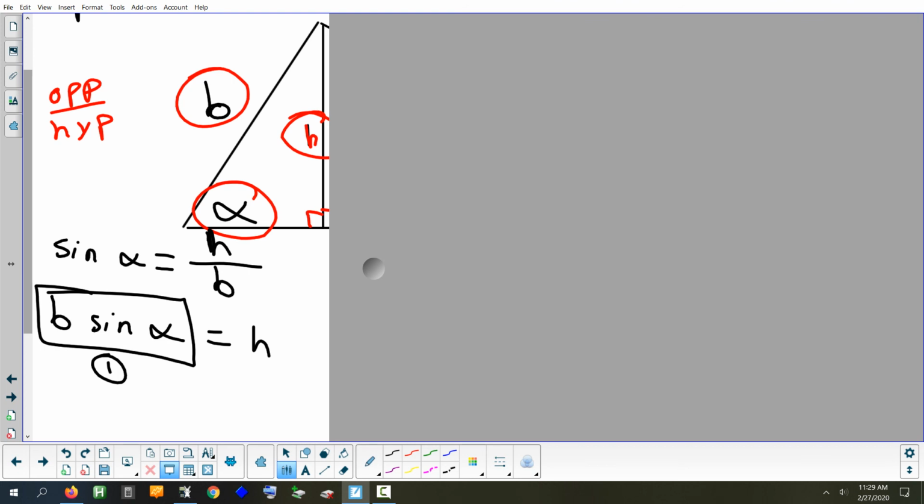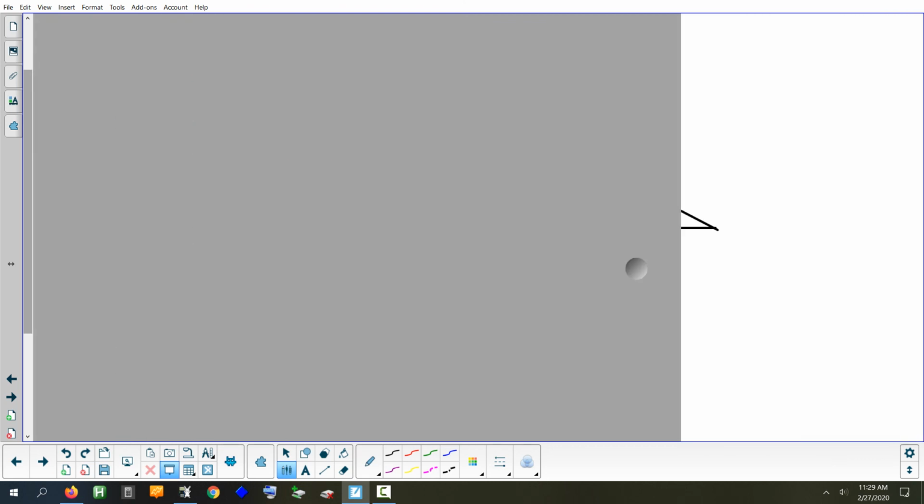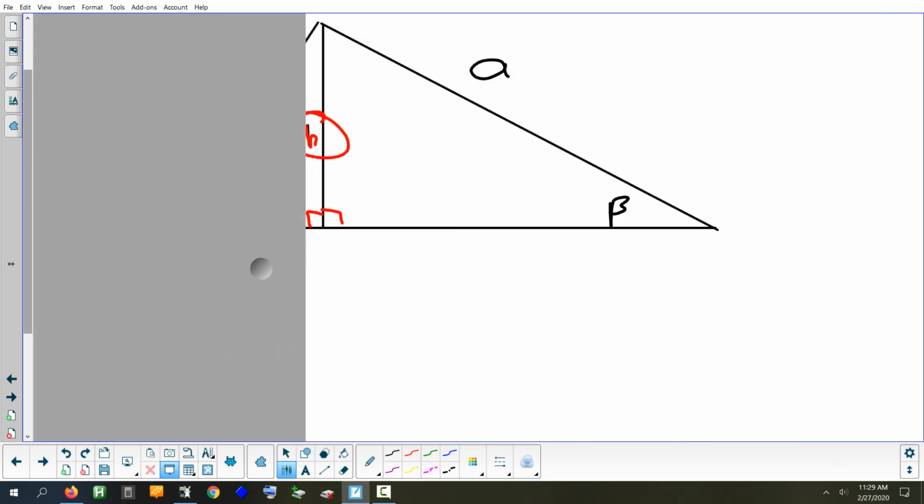I'm going to block, this time I'm going to block the left triangle. I'm going to look at it from that perspective. So I want to find the height. Caleb, now from the perspective of beta, H is what side? Opposite. And what about A? It's hypotenuse because it's across from the 90. So we have opposite and hypotenuse again.